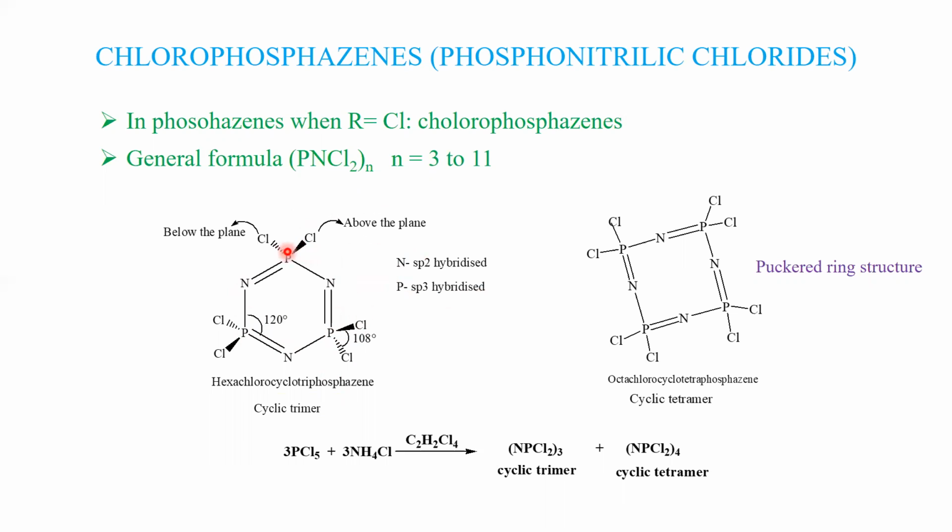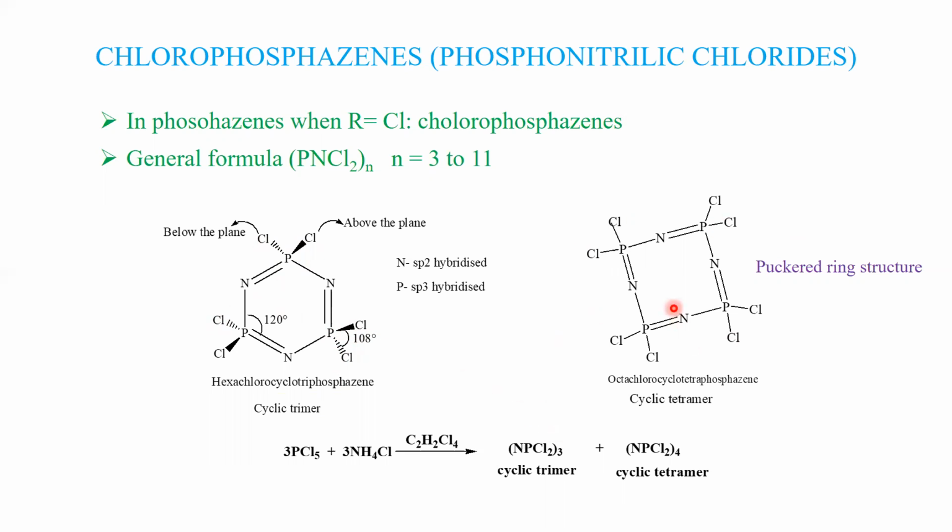The PN ring is planar, but the chlorine atoms are not in the plane of the ring. In every phosphorus, one chlorine atom is above the plane of the ring and one chlorine atom is below the plane of the ring. That is, out of 6 chlorine atoms, 3 chlorine atoms are above the plane of the ring, one at every phosphorus, and 3 chlorine atoms are below the plane of the ring.